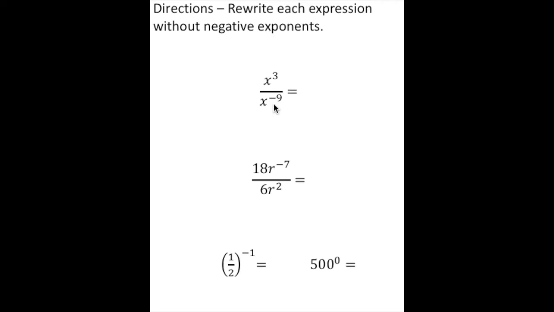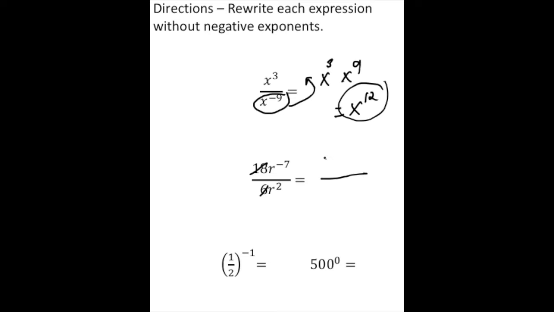Alright, for these problems we had to rewrite them without any negative exponents. So x to the negative 9th, I'm going to bring this up here and rewrite it as x to the 3rd times x to the 9th, which equals x to the 12th. There's that one. This one, the 18 and the 6, I can just reduce that down to 3.